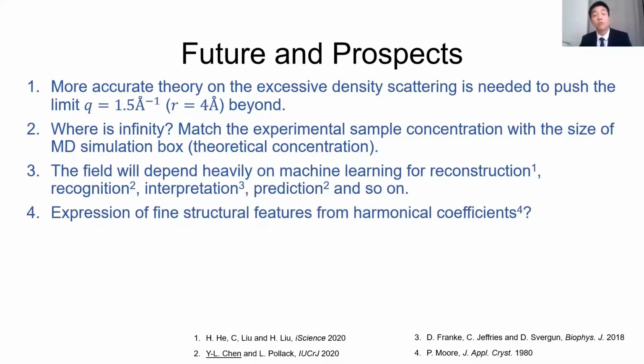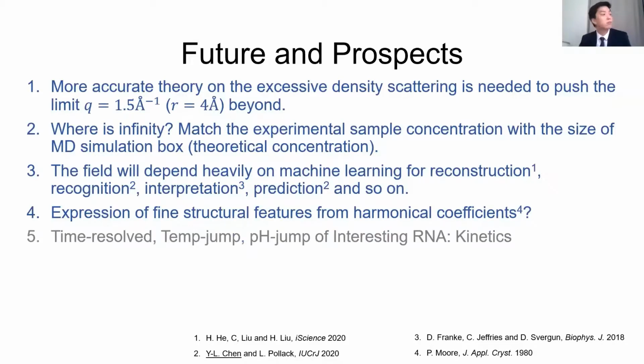And also down to the very fundamental physics of solution X-ray scattering, people have shown that global structures such as radius of gyration or molecular dimension can be expressed as a linear combination of the harmonic coefficients, or the coefficients in front of the Fourier series. But as we go deeper into the wider angle and finer structural parameters are revealed, no one has shown if this is still true or not.